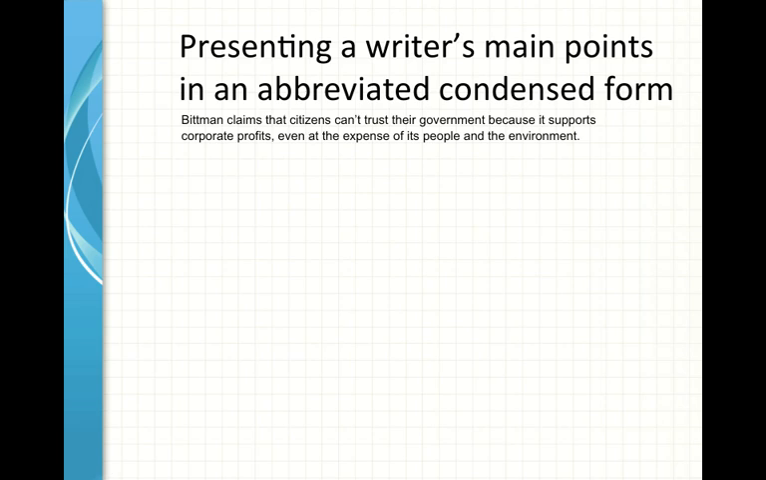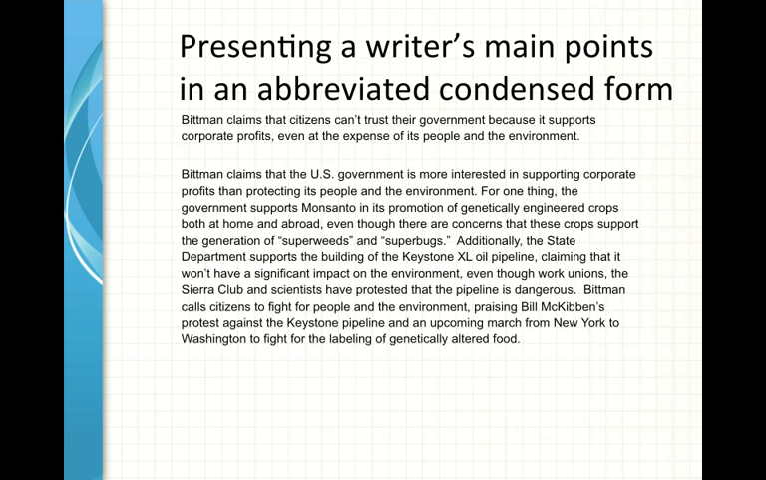Bittman claims that citizens can't trust their government because it supports corporate profits, even at the expense of its people and the environment. Here, you're just getting at the kernel of the main idea that Bittman wants to get across. Here's a bit more developed summary.